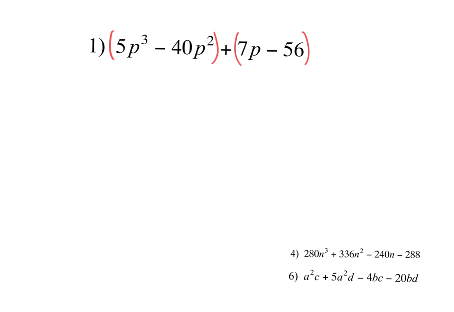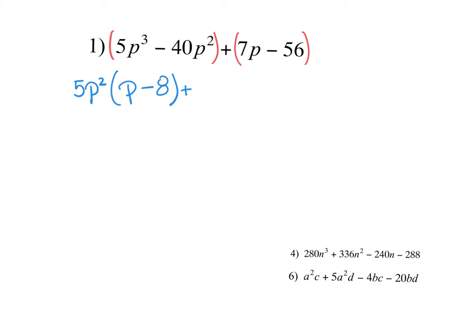For the first group here, between 5 and 40, what do they have in common? 5. And between p cubed and p squared, what do they have in common? P squared. So we're going to say 5p squared comes out of that first group. 5 divided by 5 was 1. We had 3 p's. We took out 2. So 1 p is left over there. 40 divided by 5 is 8. P squared, we took all of them out. So that is my group.